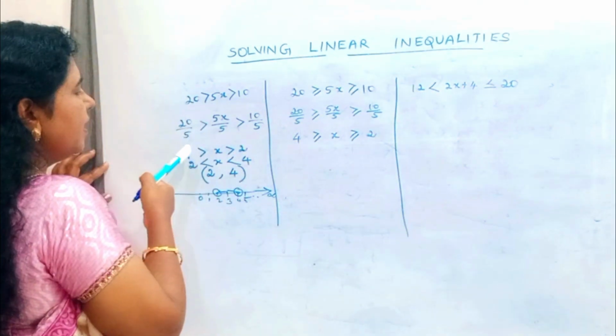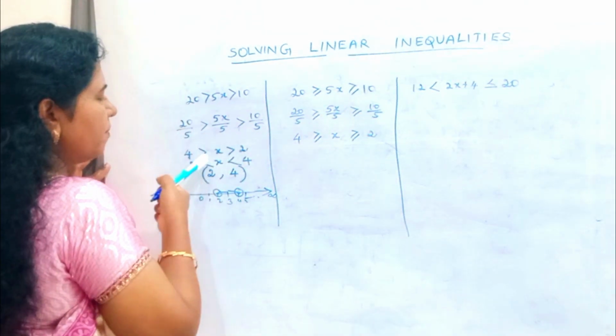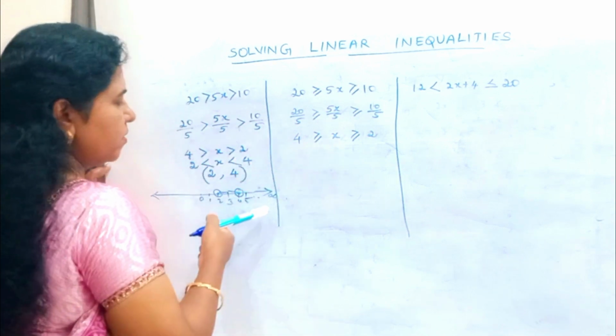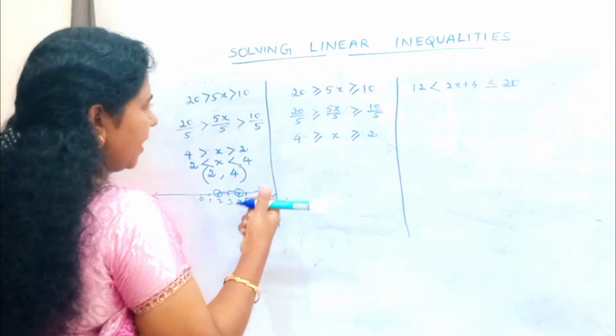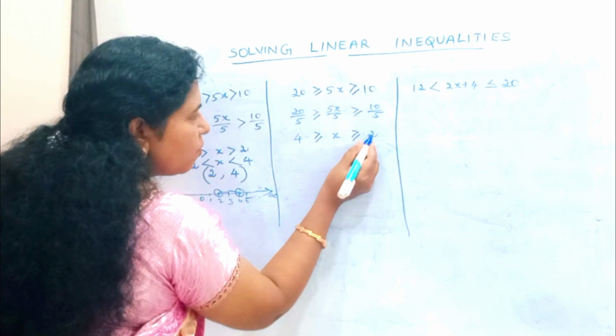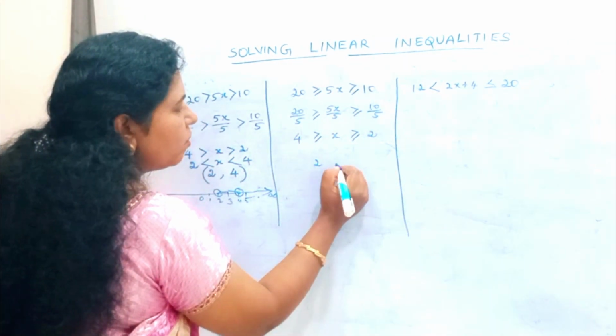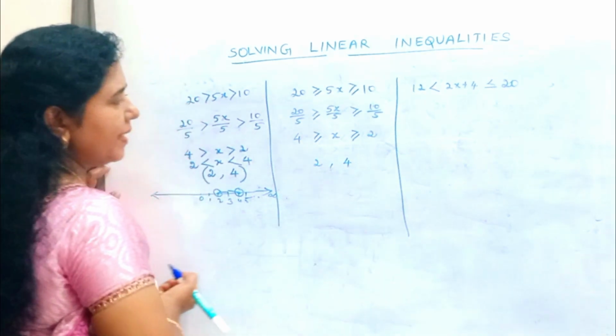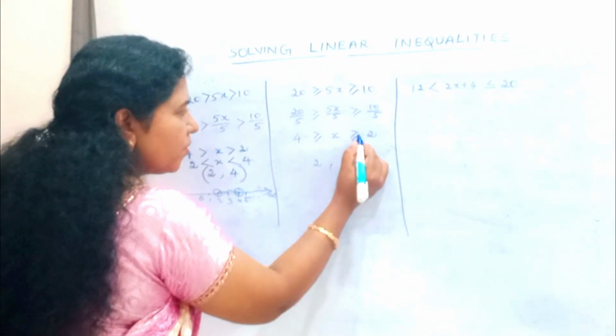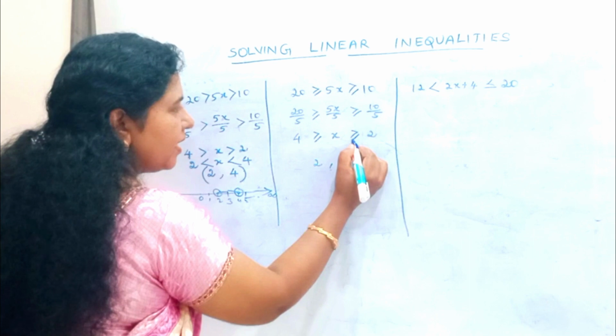So we will be getting the same way as before, but we are having an equal to sign also. Now we have to bring out the answer. Here 2 is a lesser value, 4 is a greater value. So first we can write down 2, comma, then the greater value. 2 is also included, so here we are having an equal to sign.